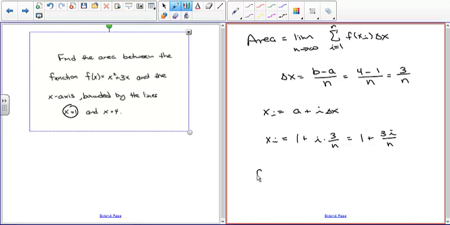And then I have to evaluate the function f of x sub i. To do that, you just take this expression and stick it in the function. Our function is x squared plus 3x, so it's going to be (1 plus 3i over n) squared plus 3 times (1 plus 3i over n). So that's x squared plus 3x.